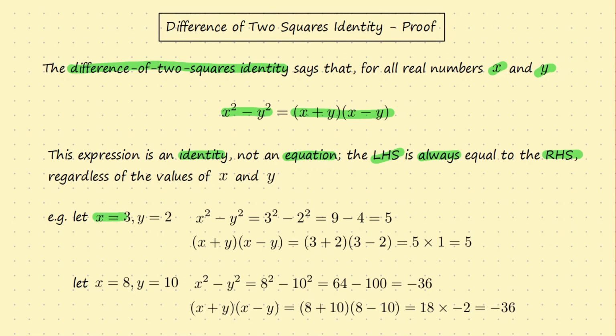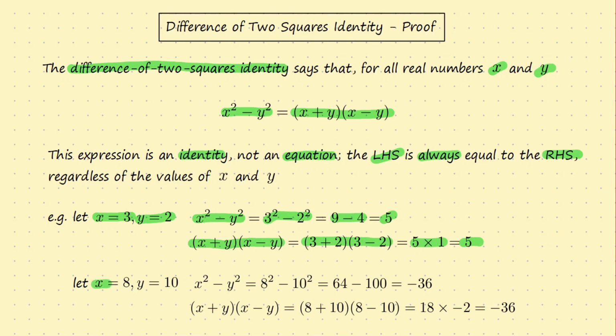So if we take x equals 3, y equals 2, then x squared minus y squared is 3 squared minus 2 squared, which is 9 minus 4, which is 5. And x plus y times x minus y is 3 plus 2 times 3 minus 2, which is 5 times 1, which is 5. So both sides are the same.